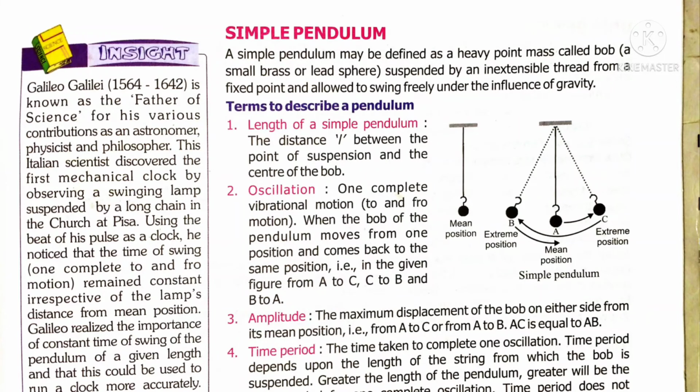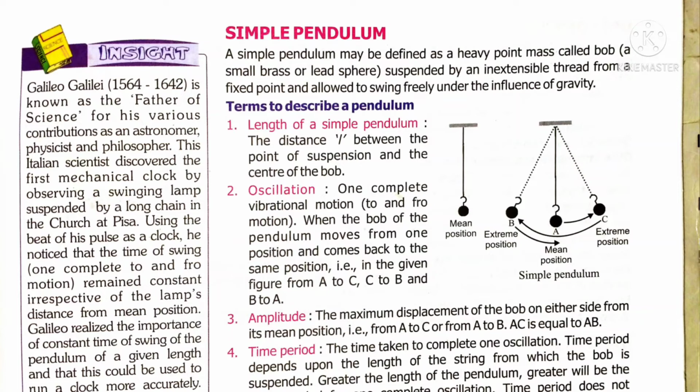What is a simple pendulum? A simple pendulum consists of a heavy point mass, called a bob, which is suspended from a fixed point by using a thread, and it is allowed to swing freely. This setup is called a simple pendulum.